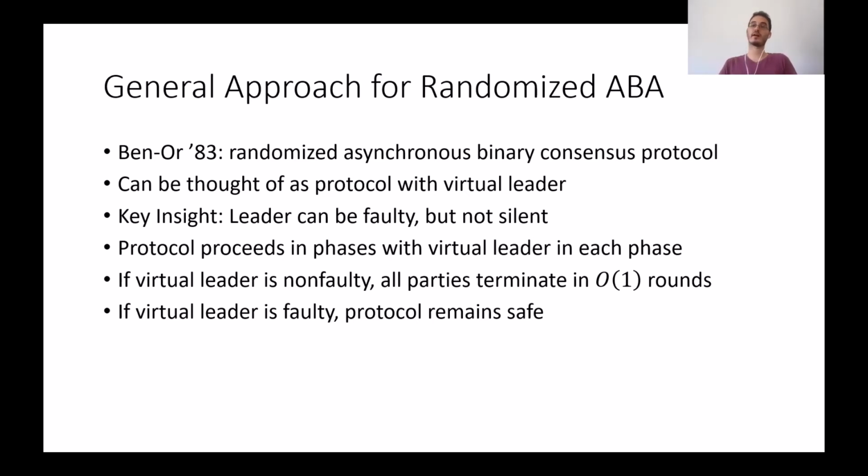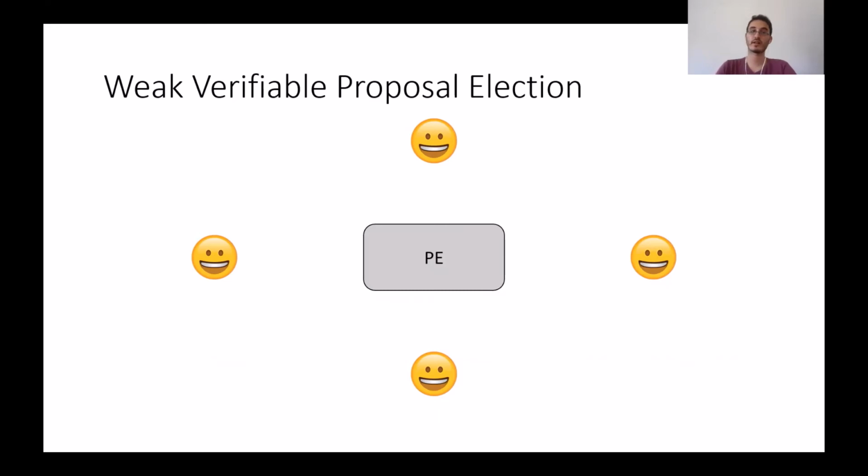Now, for those well-versed in Paxos-like protocols, and specifically in the HotStuff protocol, these two properties are very common. In any given phase, in this case called views, if we have a non-faulty leader, all parties terminate in that view. Now, if we have a view with a faulty leader, we are guaranteed to at least maintain safety. We will never output a value different than a previously output value. We want to generalize the idea of a binary virtual leader to a multi-valued virtual leader, and we want to do that efficiently. The protocol that achieves that in our paper is the weak verifiable proposal election protocol.